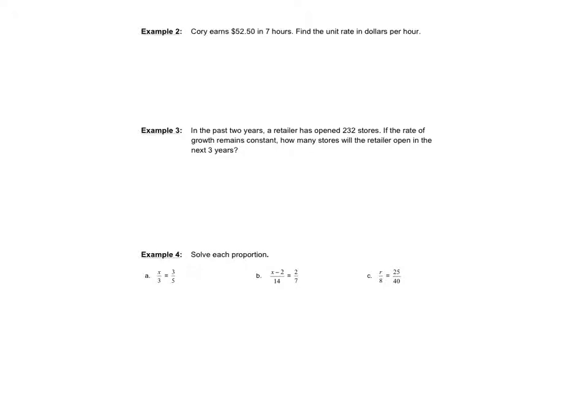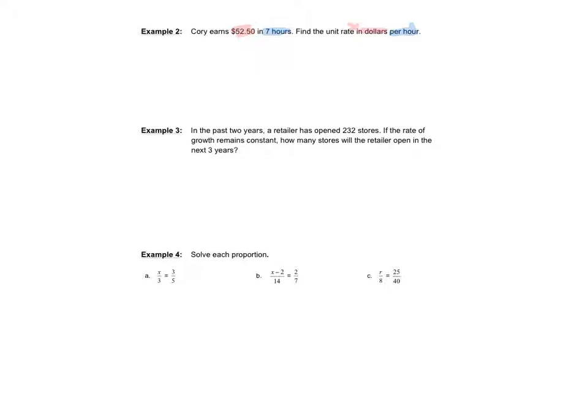Okay, Corey earns $52.50 in 7 hours. So let's highlight here. He earned $52.50 in 7 hours. Find the unit rate in dollars per hour. So since it's per hour, we're talking about 1 hour. Per hour, which is 1. And we don't know how many dollars. Find the number of dollars, right? So that's going to be x.